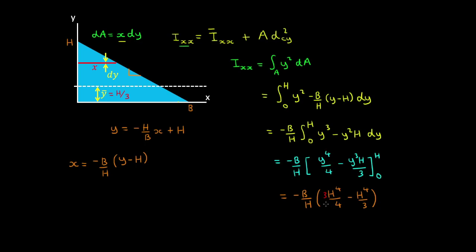So that would be 3 on 12, and 1/3 is 4 on 12. So we get minus b on h multiplied by minus 1 on 12 by h to the 4. So therefore Ixx is bh cubed on 12.